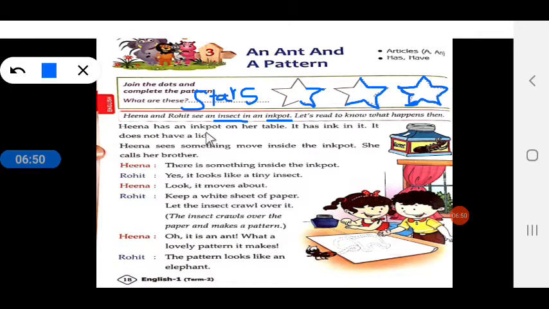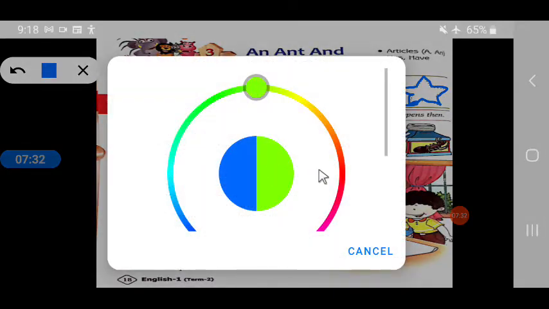Hina has an ink pot on her table. It has ink in it. It does not have a lid. See what happened? Hina is the name of the girl. So she has an ink pot on her table. Who has the ink pot? Hina has an ink pot. So where is the ink pot? The ink pot is on her table. So this is her table. On her table there is an ink pot. So whose ink pot is that?